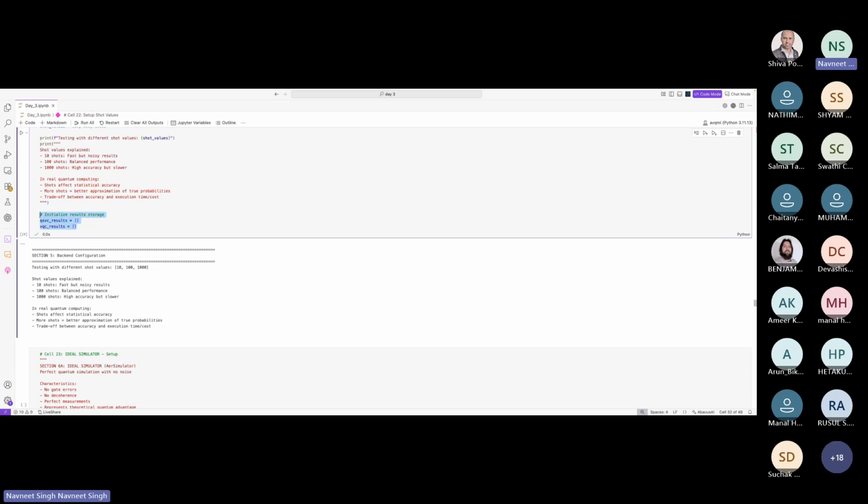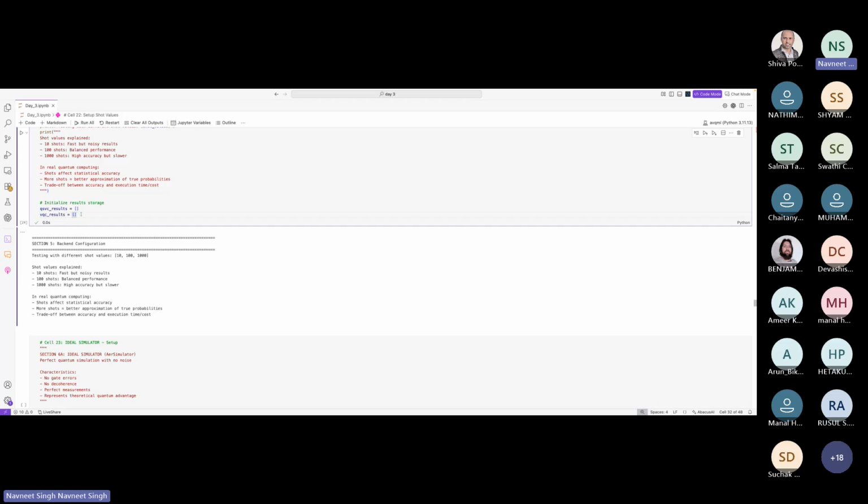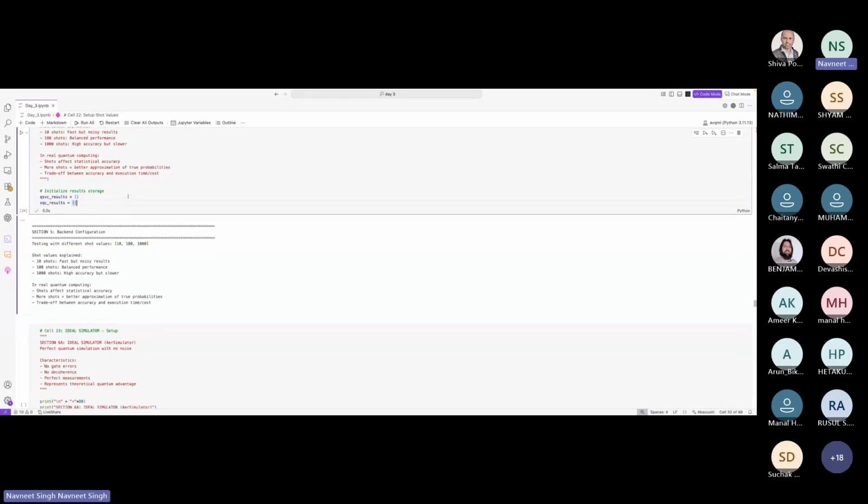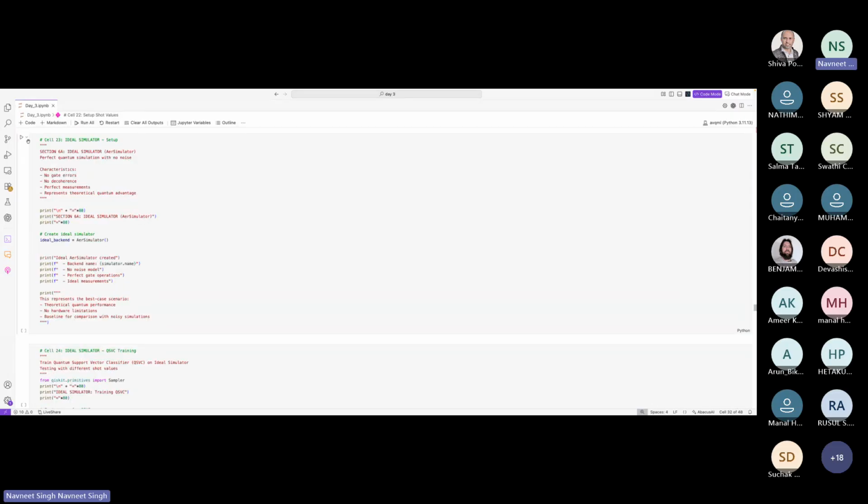From here I'm creating a list so that we can have the results of the VQC which we have discussed. I will start with the ideal simulator. Basically, we do not have any noise properties: no gate errors, no decoherence. It will give us perfect measurements, and this represents the theoretical quantum computer. In other words, this is the best case scenario.